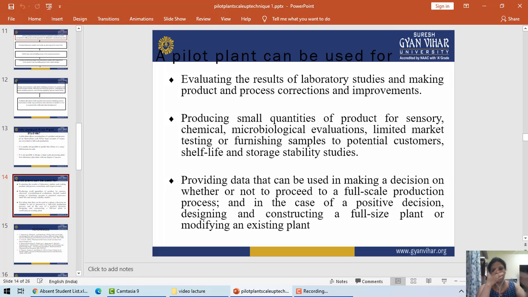So basically we can produce the data of the microbiological evaluation and the chemical and physical evaluation, the shelf life, the storage life during the pilot plant scale up, and to make a positive decision related to the construction and design of the full size plant, we can do the pilot plant study. We can modify the plant by using the pilot plant study related to our product.